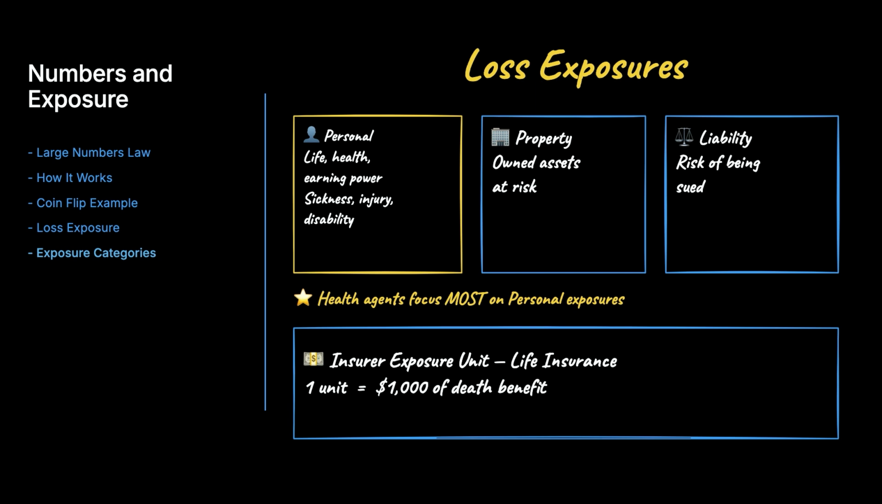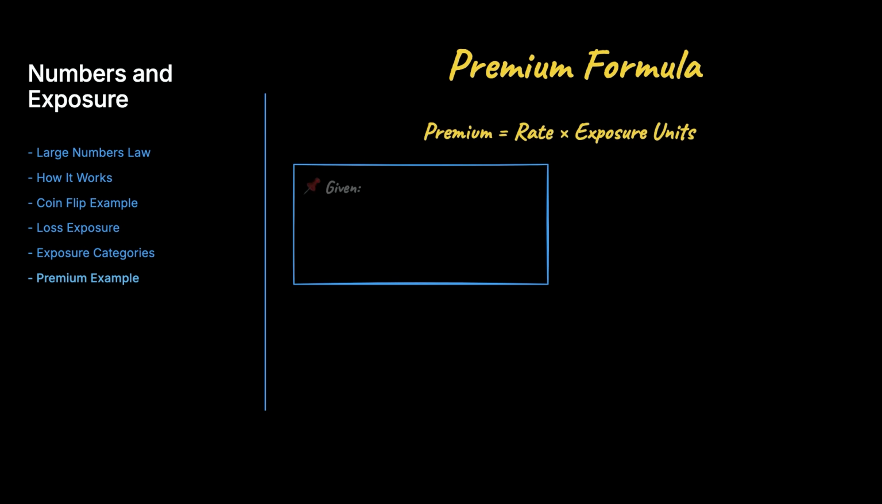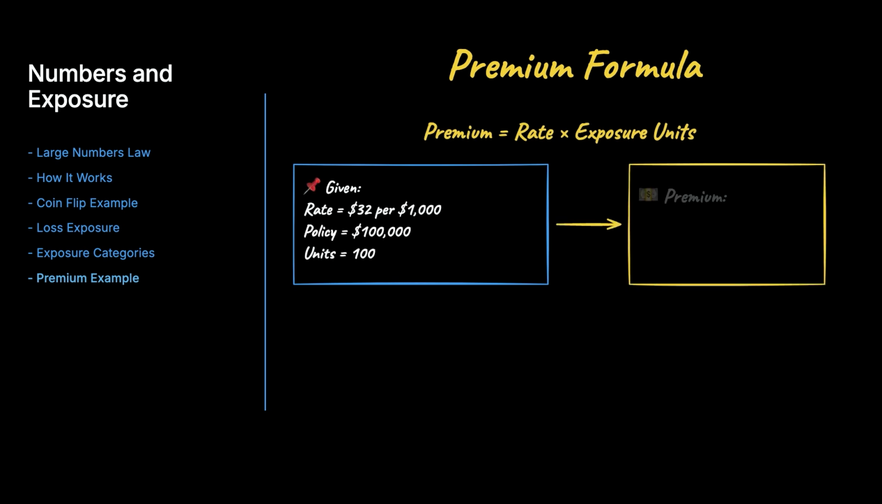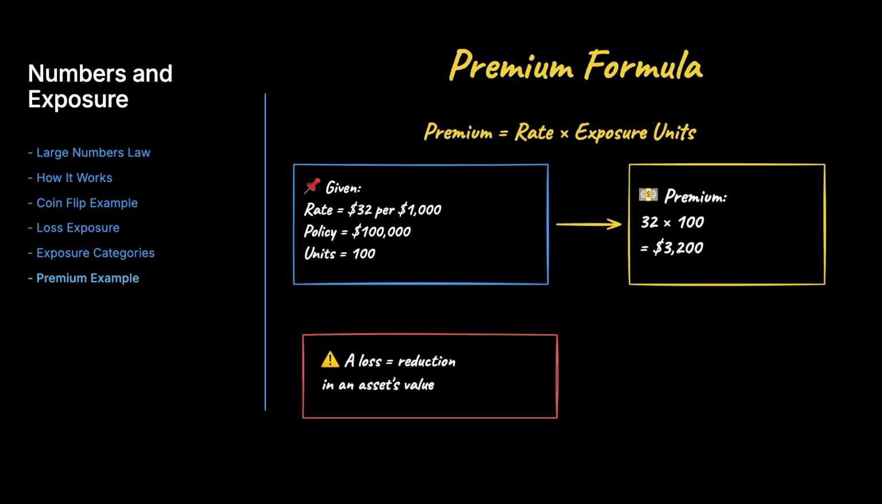From the insurer's side, exposure is measured in units, and for life insurance, 1 unit is $1,000 of death benefit. Here's how that's used. Premium equals the rate multiplied by the number of exposure units. So if the rate is $32 per thousand of death benefit, a $100,000 policy has 100 units, and 32 times 100 gives a premium of $3,200. And remember, a loss is a reduction in an asset's value.